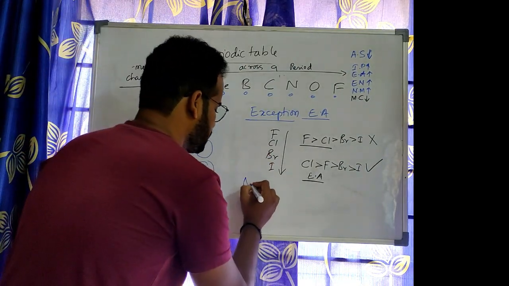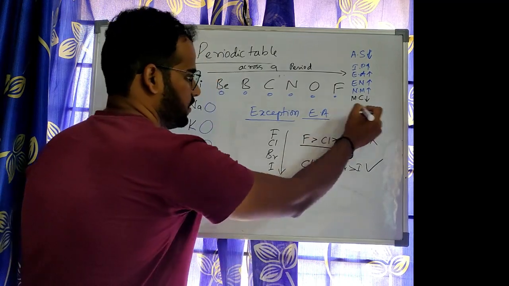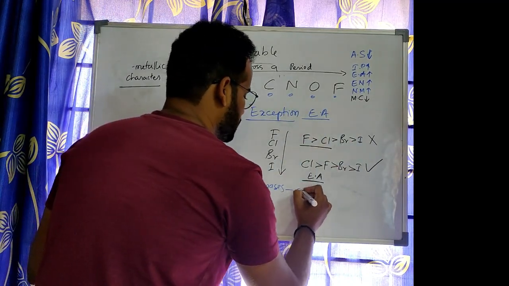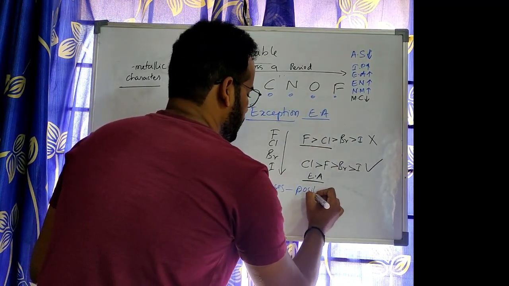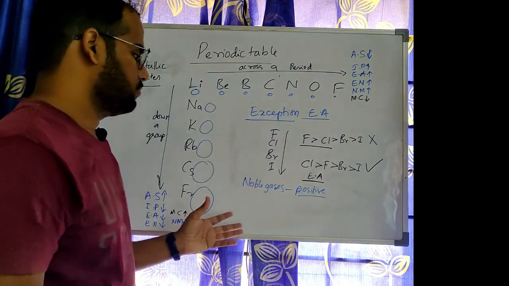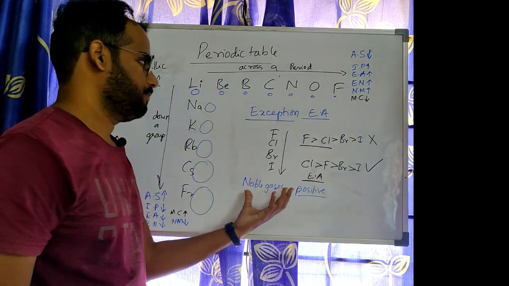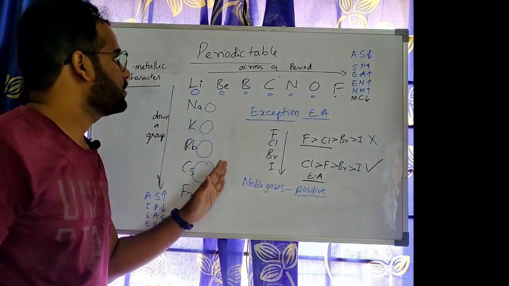And for noble gases, as I said, electron affinity will be a negative value, but for noble gases it will be positive. Means here energy is not released. Actually you have to give energy to put an electron into the outermost shell of the noble gases.